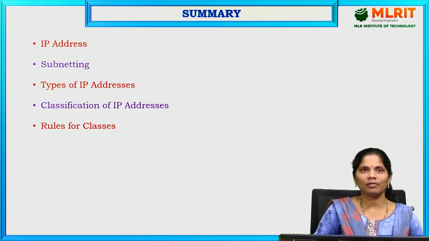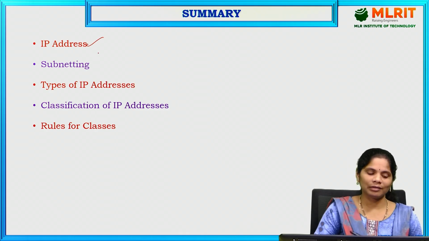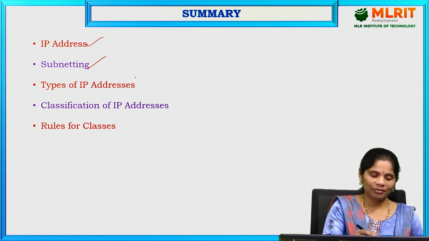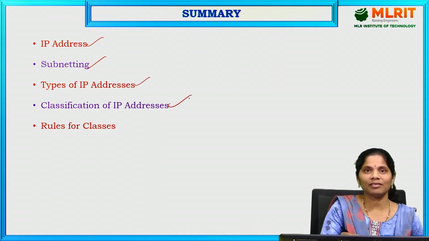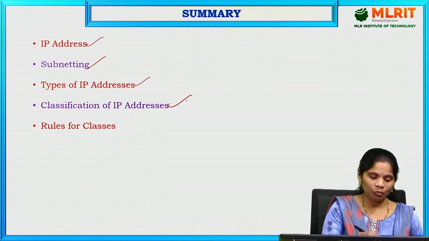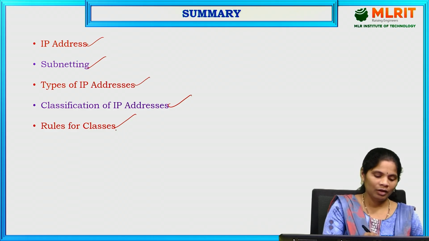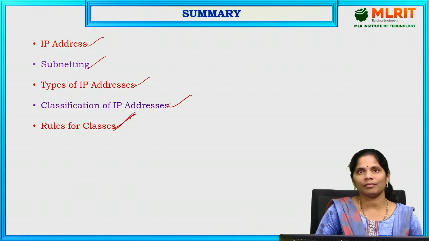So coming to the summary, in this session we discussed what an IP address is, and what subnetting is, that is how we divide the network into subnets. Next we discussed the different types of IP addresses, the different classifications of IP addresses, and the rules we have to follow to write class A, class B, class C, class D and class E. All the rules we discussed in today's session.